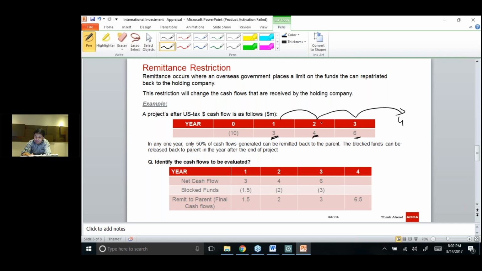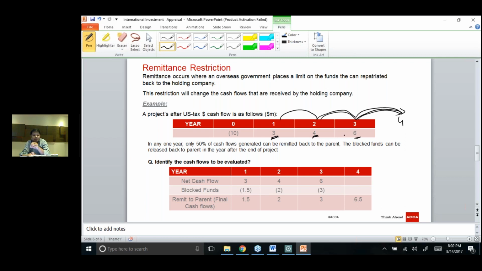You are going to reinvest year 2 cash flows for 2 years, and you are going to reinvest year 3 cash flow for 1 year to year 4. And once you get the permission to transfer the funds, you can collectively transfer all the years' cash flows at the end of year 4 to the parent company. So what about in this project? In any 1 year, only 50% of the cash flow generated can be remitted back to the parent.